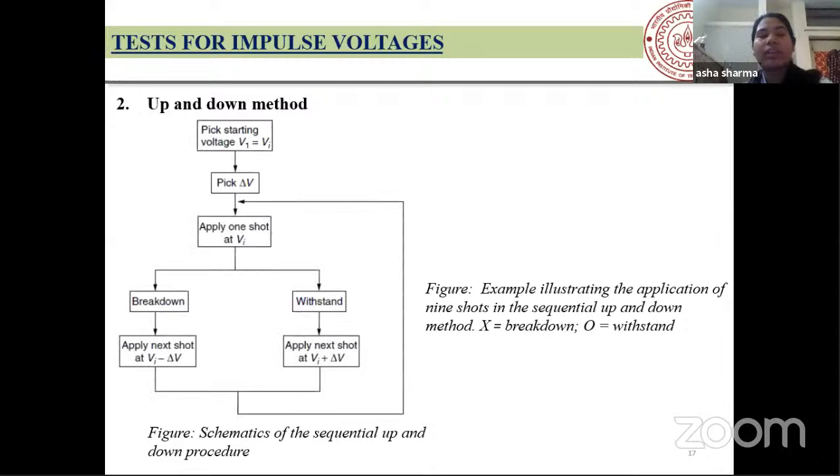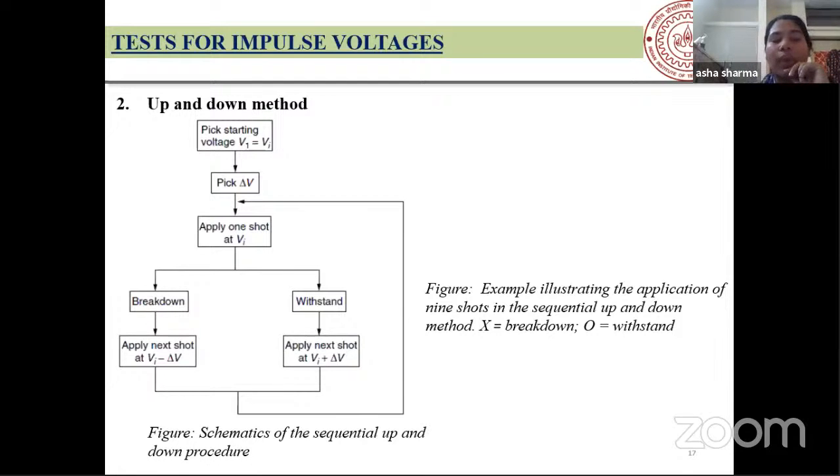In the case of the up and down method, we start with some particular voltage which is in close proximity of the anticipated flashover voltage. After that, we select a delta V. Let's say if I am selecting the voltage as 10 kV, then delta V will be maybe 9 kV or 11 kV. Then I apply one shot at that Vi, let's say at 10 kV. If the breakdown occurs, it means it is not able to sustain that 10 kV.